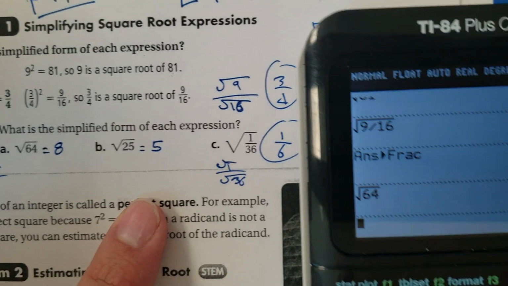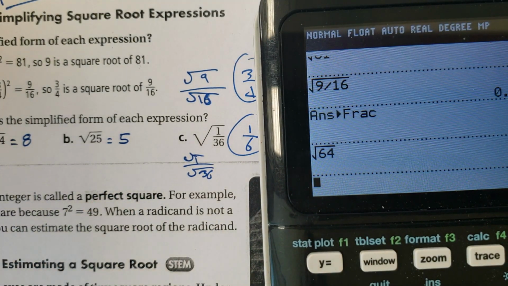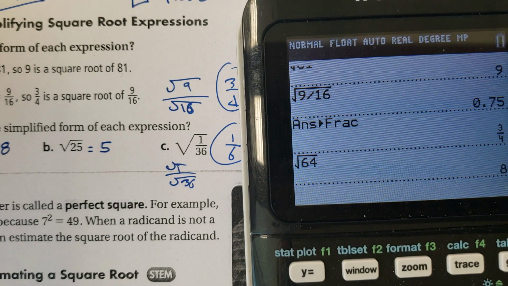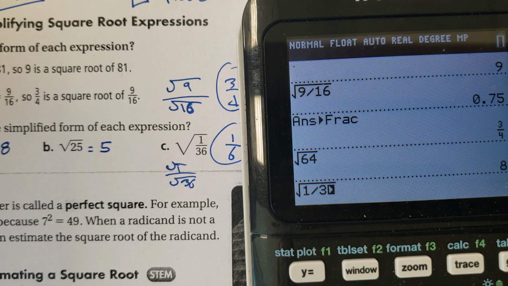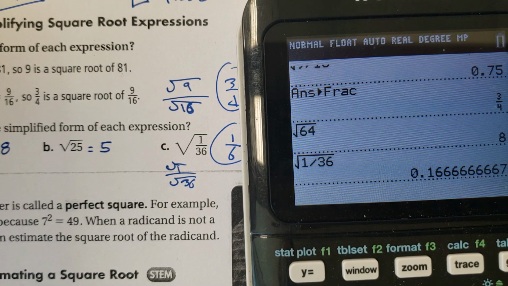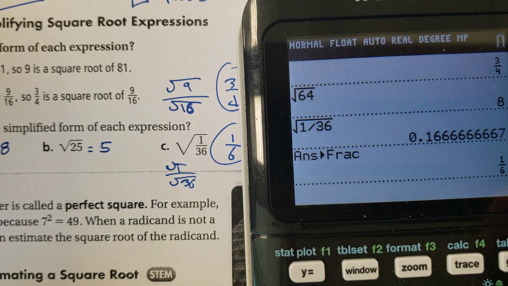Let's try to put them in a calculator just to double check and just to be safe. Square root of 1/36. Ew, gross. A decimal. Math fraction. Boom. 1/6. Got them.